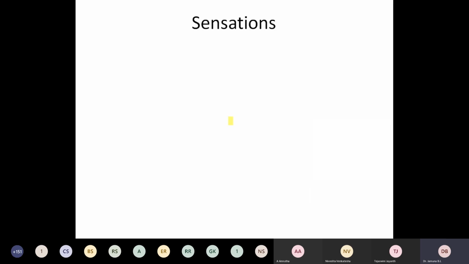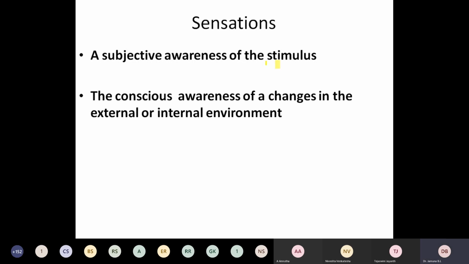Now coming to sensation. What do we mean by sensation? It is a subjective awareness of a stimulus. As I already told you, a stimulus is nothing but a change in the environment. Suppose you are sitting here in a quiet environment and suddenly you hear a loud noise. That loud noise acts as a stimulus, and the person hearing that sound is aware of it. So you can also define sensation as conscious awareness of changes in the external or internal environment.